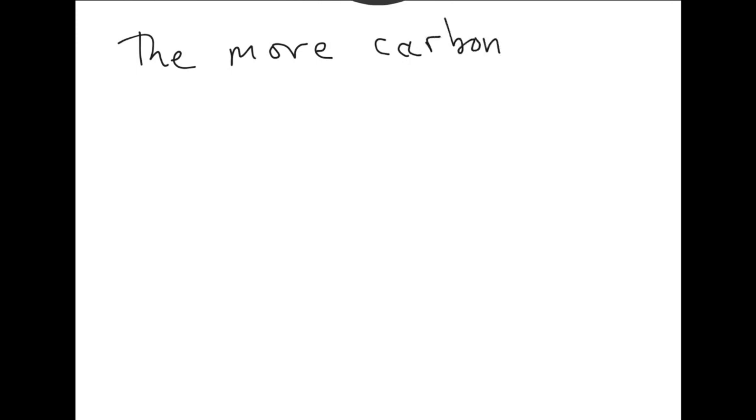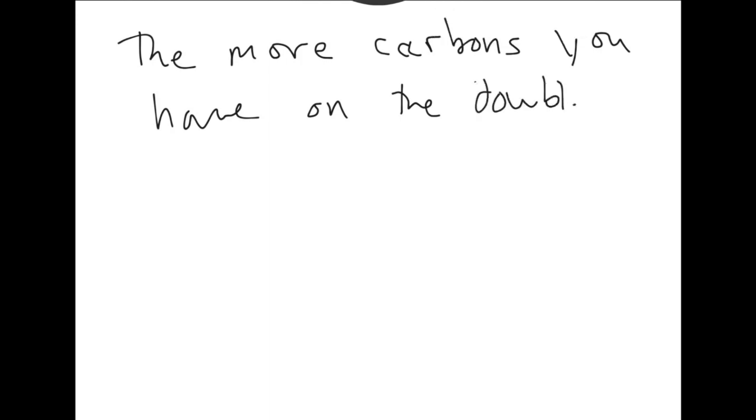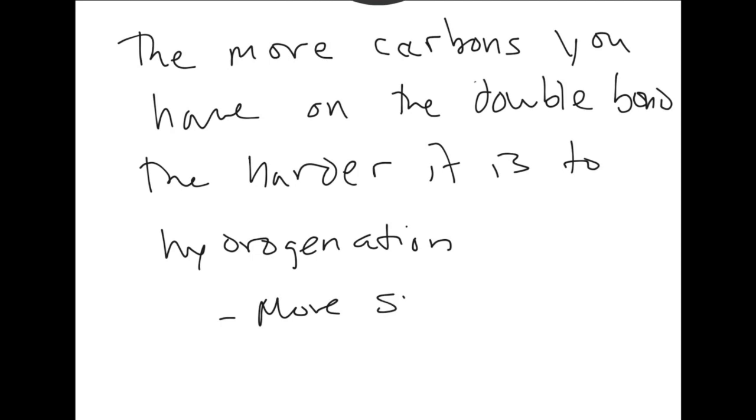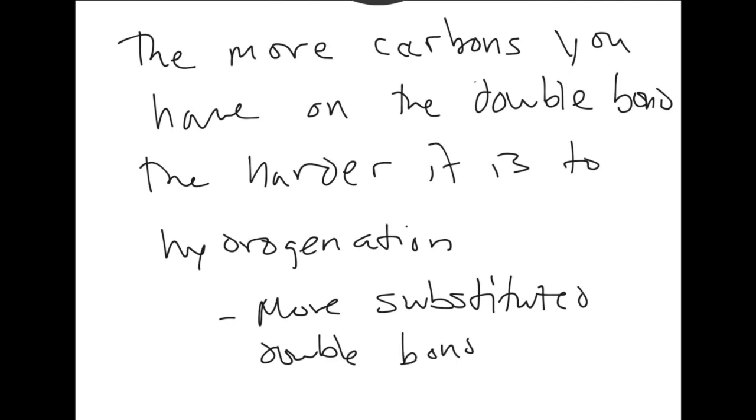So the more carbons you have on the double bond, the harder it is to hydrogenate. So, more substituted double bonds are more stable. The more groups, the more carbons that are on the vinyl carbons, the harder it is for double bonds to be hydrogenated, for them to react in this reaction.